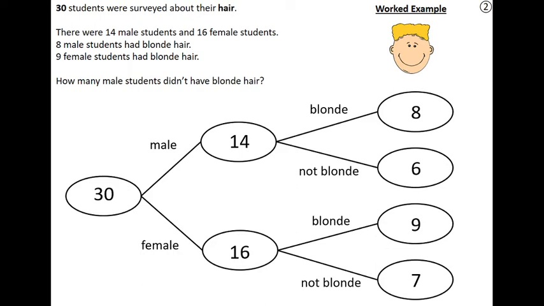And then now we can answer the question. So how many male students didn't have blonde hair? So where are we looking on this? So looking at male students, first of all, and then not blonde hair. So that's going to be the 6 here. So it's going to be 6 is your answer.